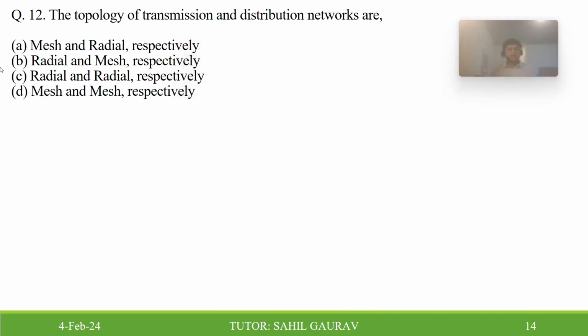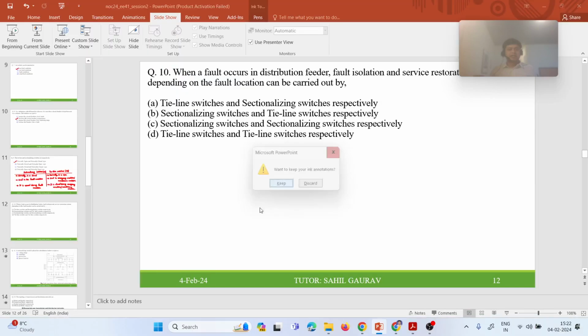The next problem is: the topology of transmission and distribution networks are. I think we have covered this problem in the previous session also. So what should be the correct answer for this problem? The topology of transmission networks and distribution networks are. Sir, option A is correct. Yes, mesh and radial.